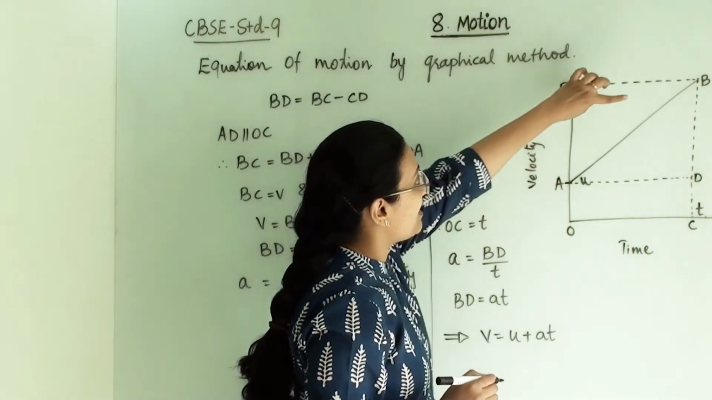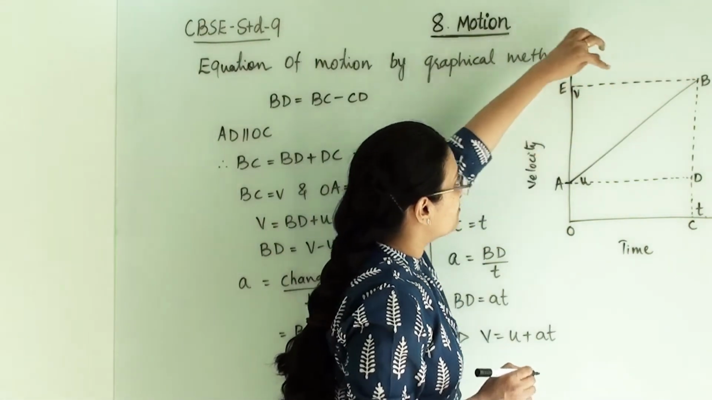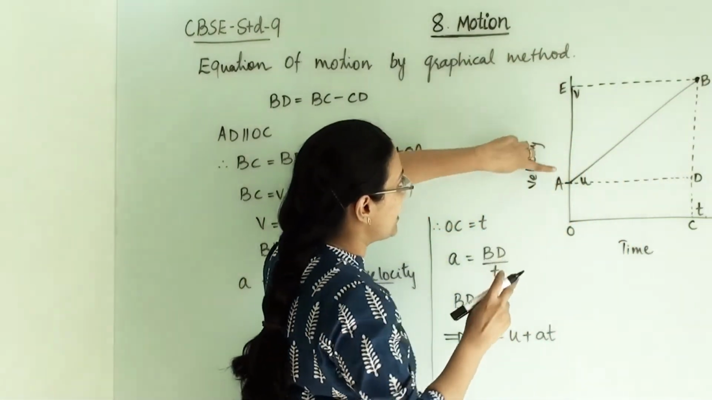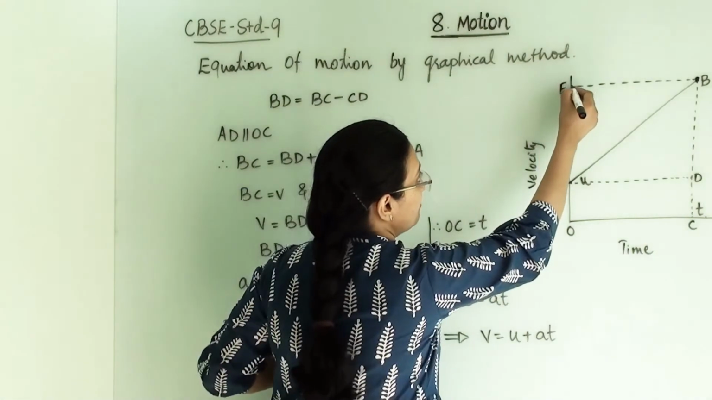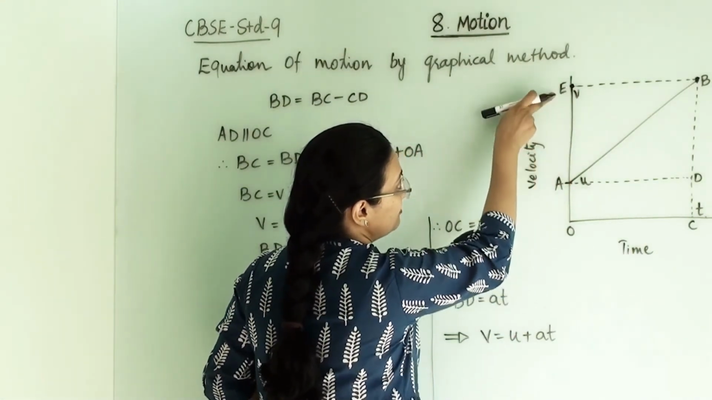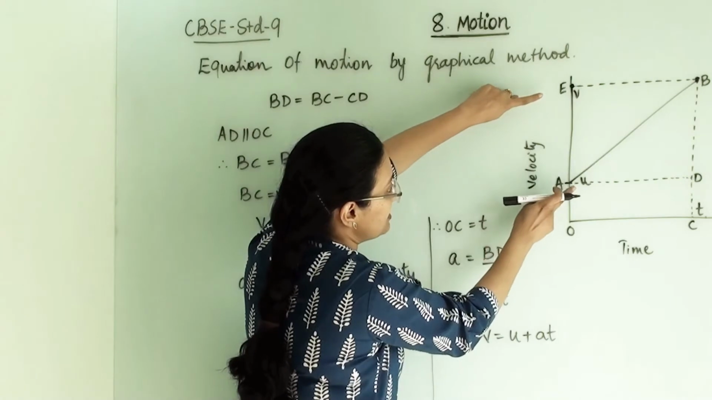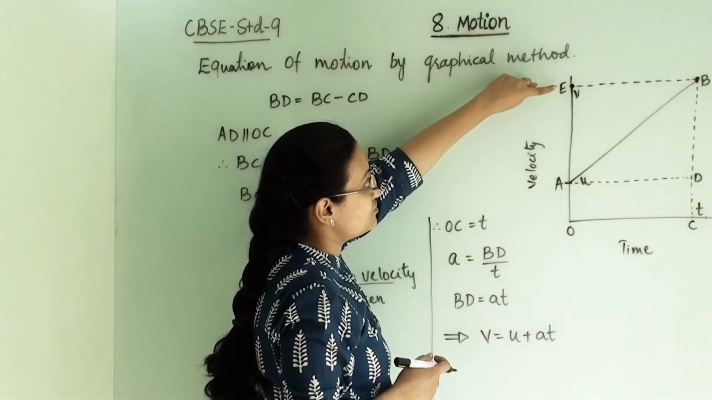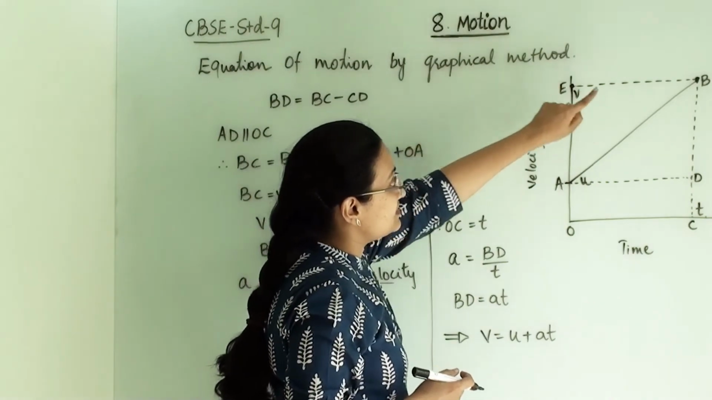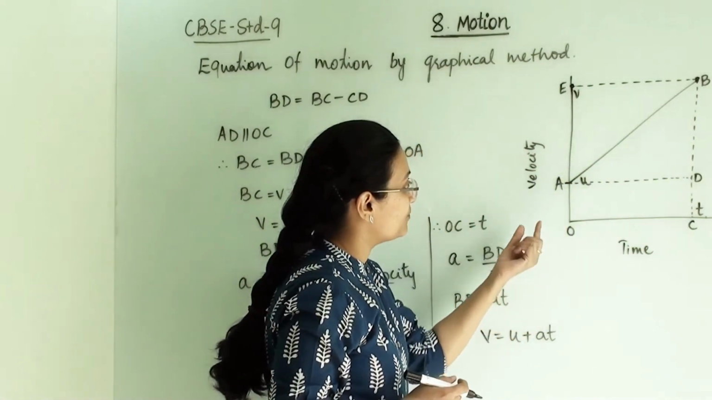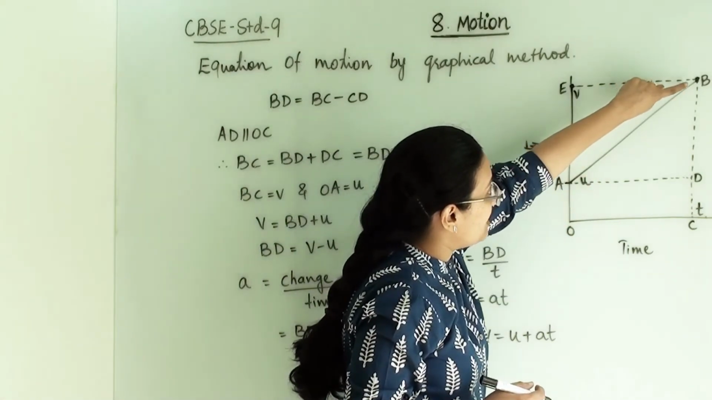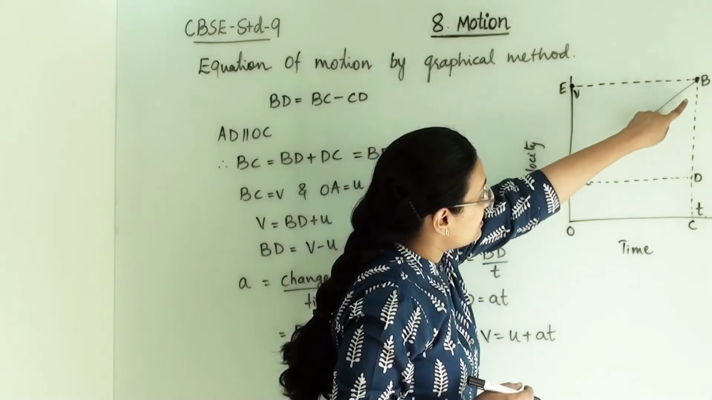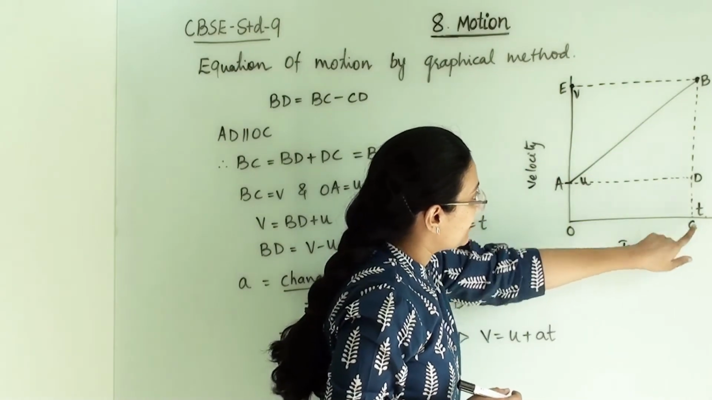Now when travel is finished at point B, if we extend this point to the y-axis, then E is going to be our final velocity. So A is here the initial velocity and here this is the final velocity. So this is point E and this is point B. Now at point B we have extended that line to the time line, so here we will get point C.